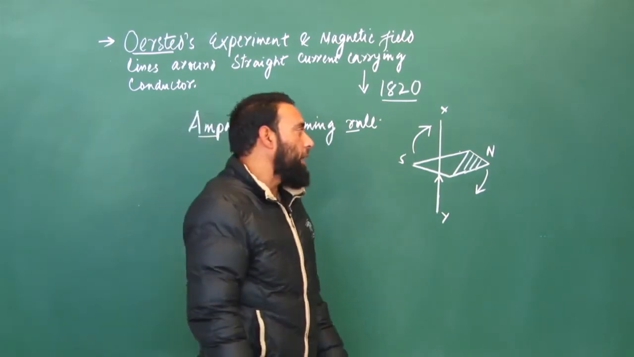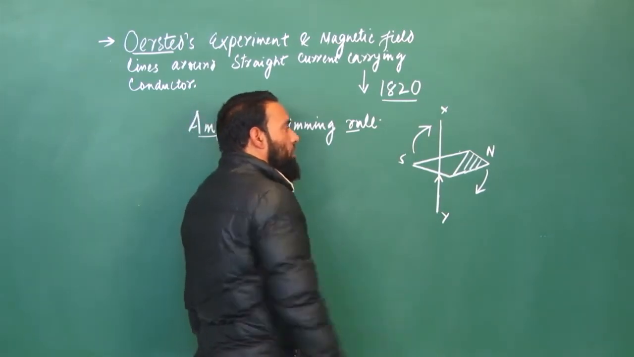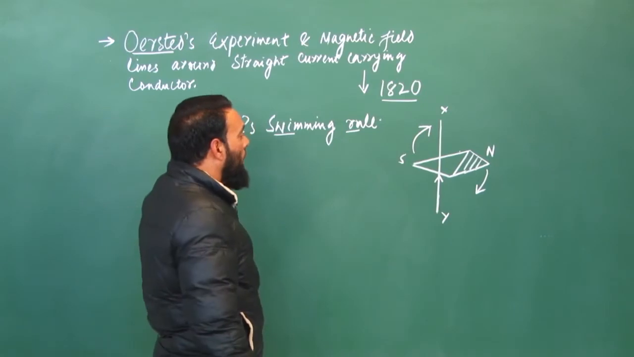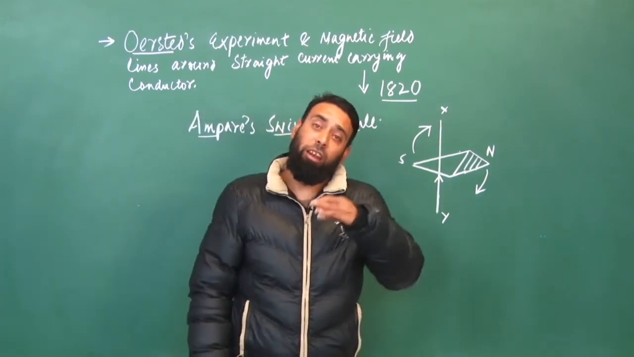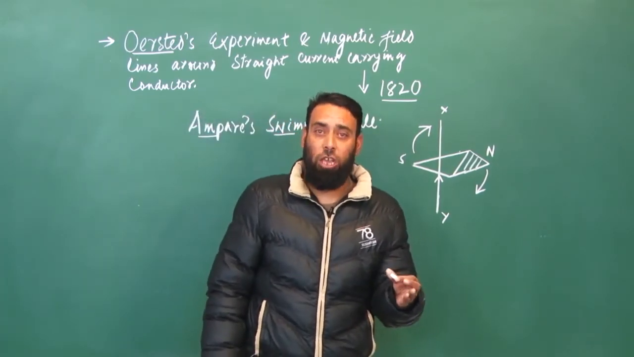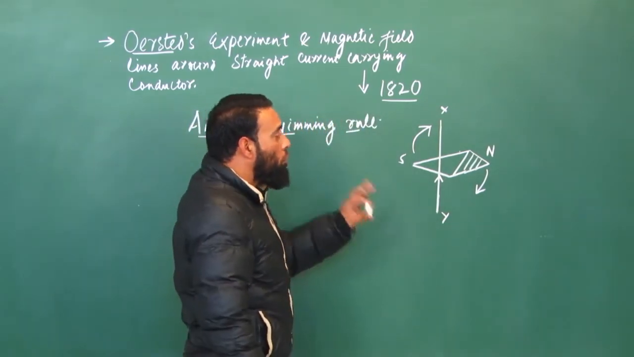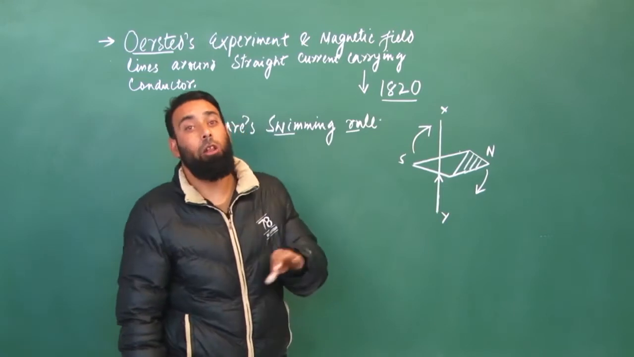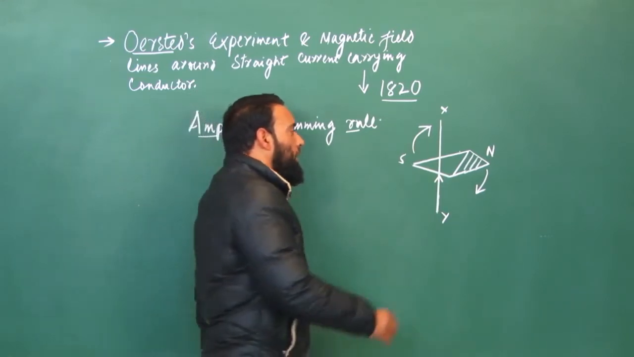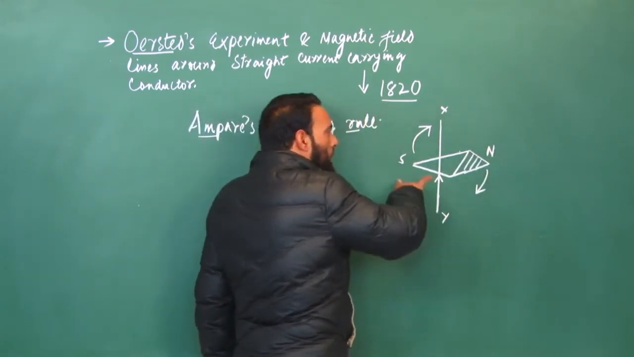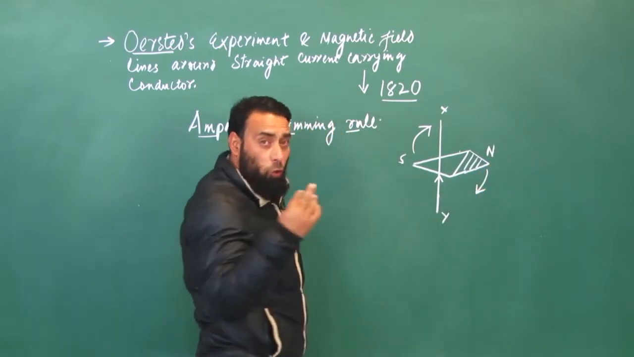This indicates that the needle will move towards the left side, and that indicates if the direction of the current will change in the conductor, then the direction of the movement of the north of the needle will also change. So the deflection of this needle purely depends upon two factors.